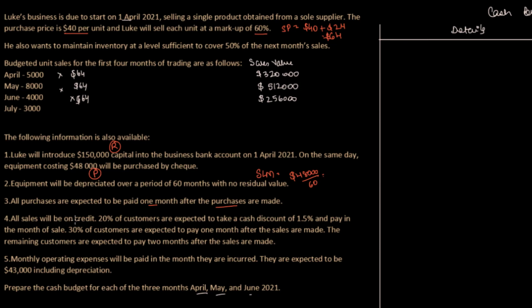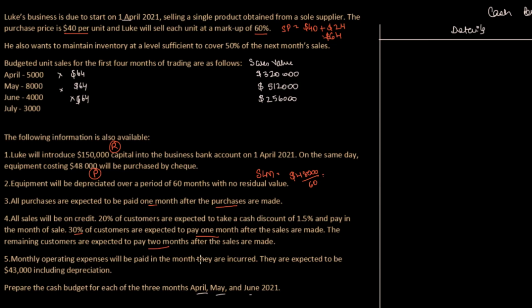All sales are on credit. 20% of customers are expected to take a cash discount of 1.5% and pay in the month of sale. So let's say in April, whatever sales are done, 20% of the sales will be collected in April itself, but after the customers are allowed a discount of 1.5%. Then 30% of April sales will be collected in May because it says 30% are expected to pay 1 month after sale and the remaining are expected to pay 2 months after sale. So 20% in April done, 30% in May done. So the remaining 50% which are not yet collected will be collected in June, 2 months after sale. So this is the collection pattern that we will be following.